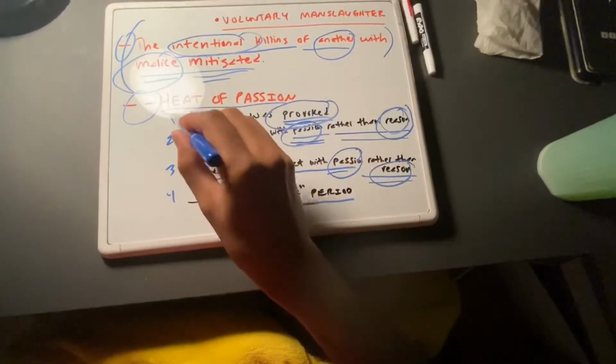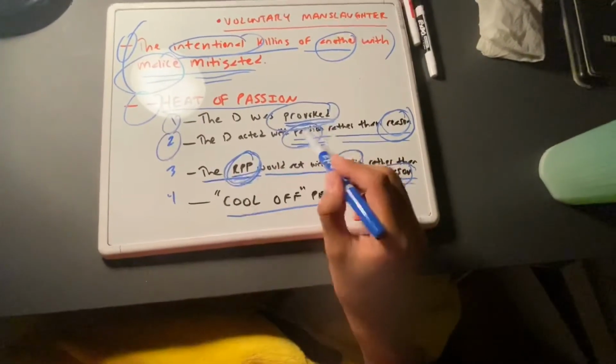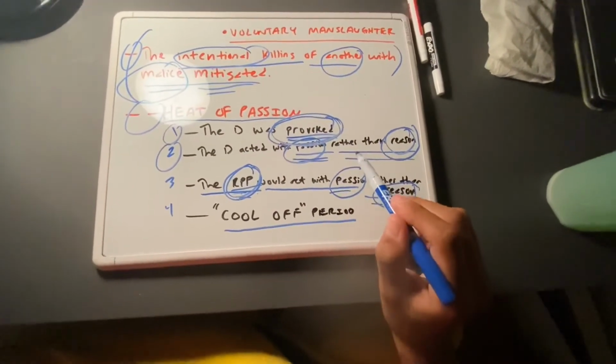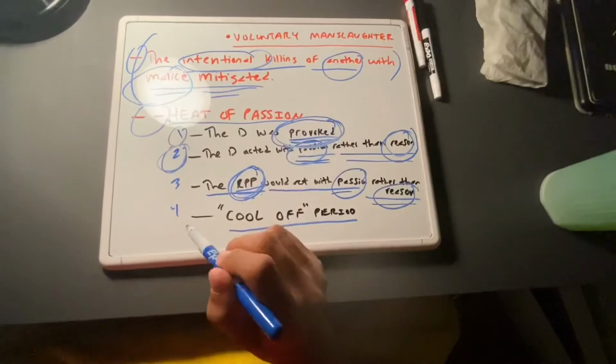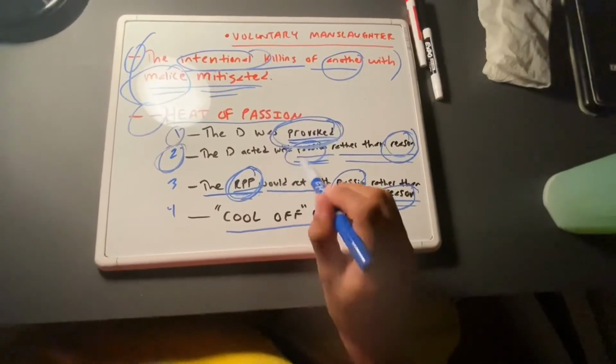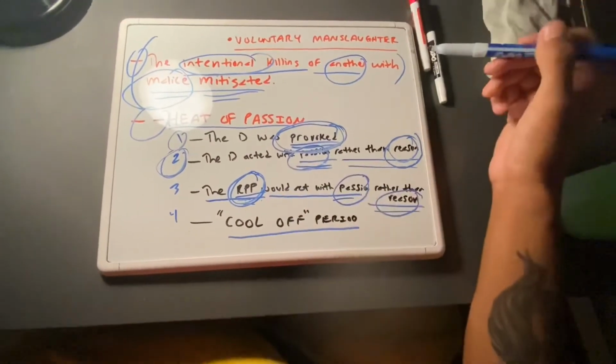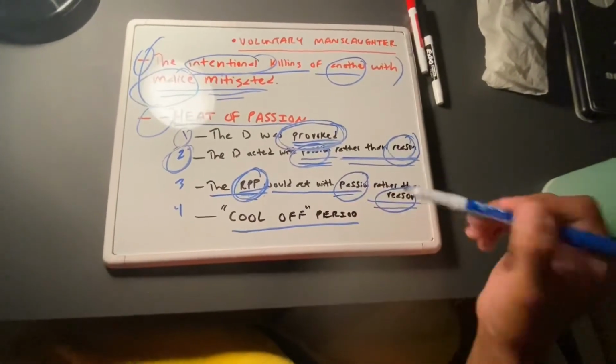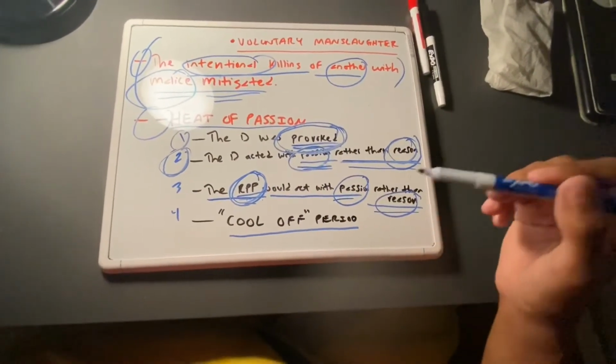Therefore, element 1 and 2 satisfied. Element 1 satisfied because he saw the man in bed with his wife. Element 2 satisfied because the defendant acted with passion by killing the man with a shotgun rather than being reasonable and just walking away and cooling off.